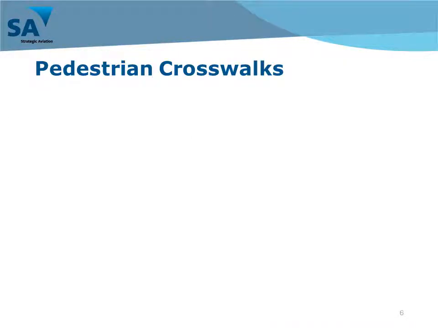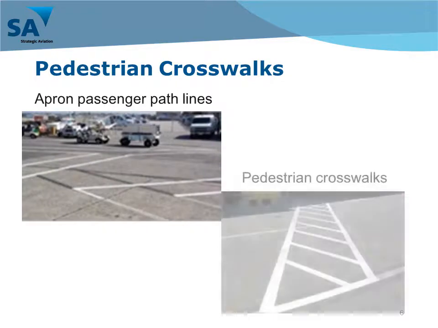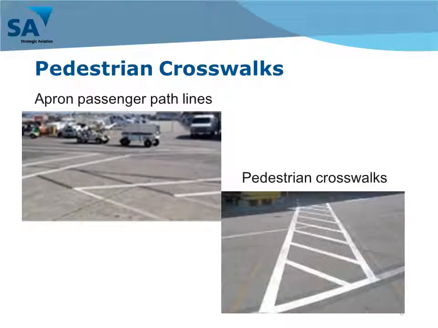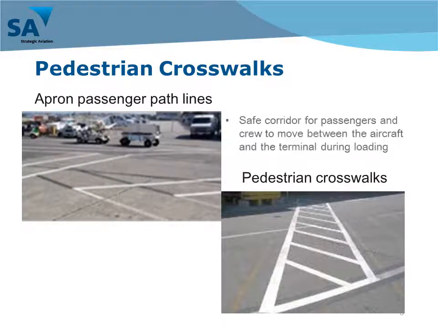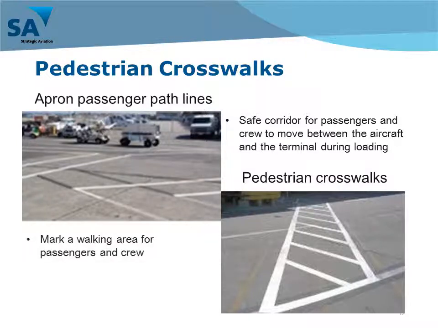Here are some examples of an apron passenger pathline and pedestrian crosswalk. An apron passenger pathline represents a safe corridor that passengers and crew can utilize to move between the aircraft and the terminal during loading operations. Pedestrian crosswalks simply mark a walking area for passengers and crew. If an airplane is parked on the operational stand associated with the apron passenger paths or pedestrian crosswalks, you are prohibited to travel across or park between these lines.